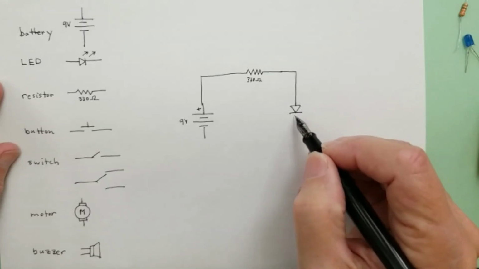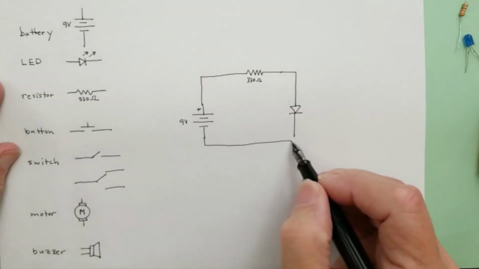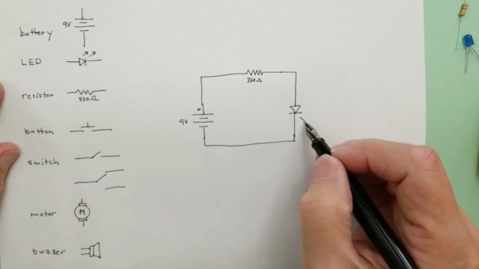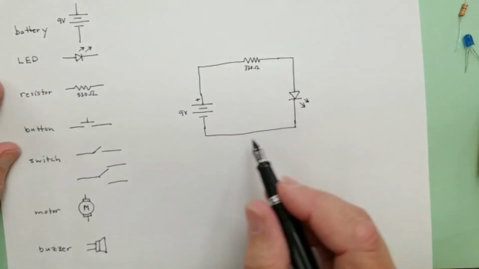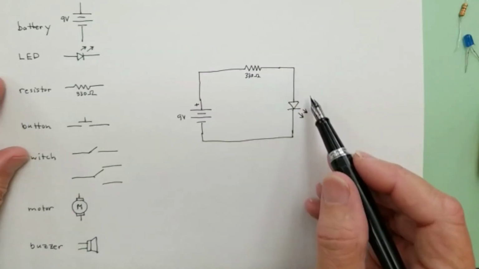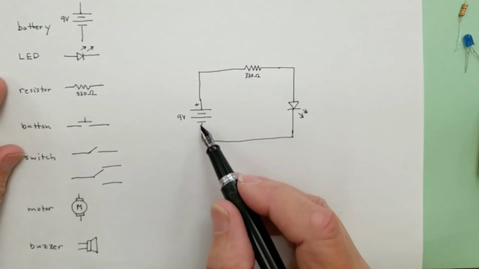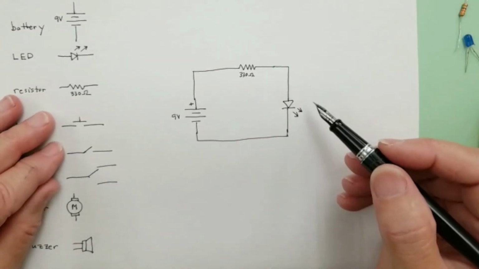Here is my LED. Notice it's pointing down, doesn't matter the orientation in the diagram. And so there is our circuit symbol. You can see that it is a complete circuit because the line goes through the components and returns back to the negative side. Now, a couple things you might be wondering.